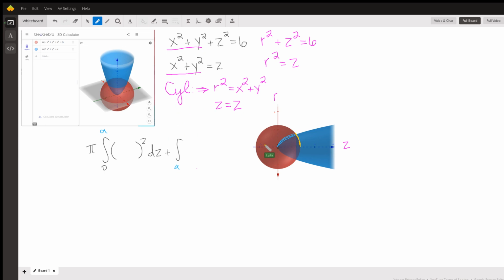We can call the point out here where the circle meets the z-axis b. That does the same thing with the pi, but the outer edge on this one is going to be, instead of the parabola, the circle squared dz.